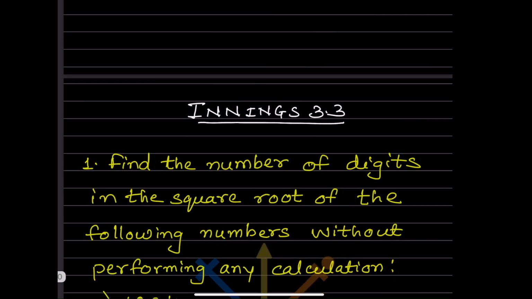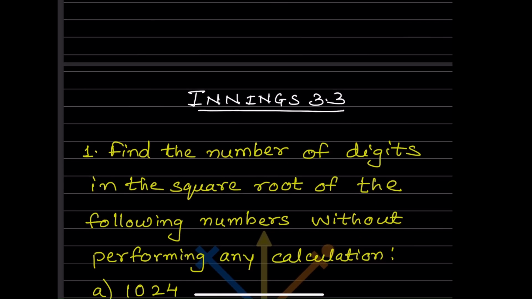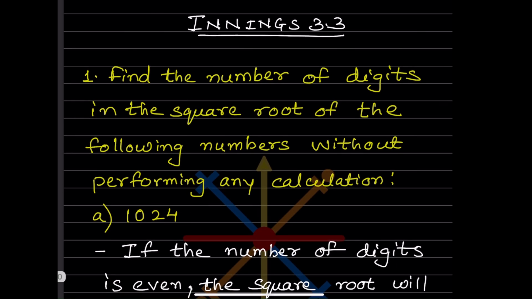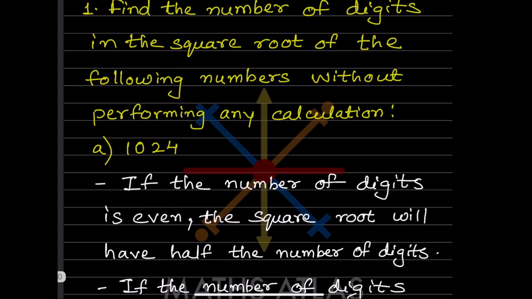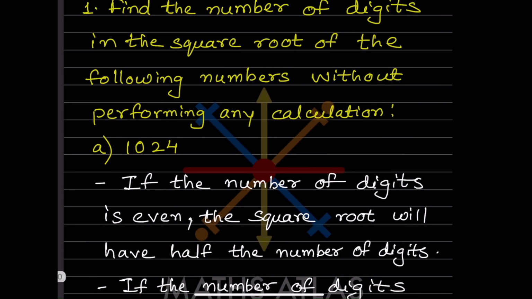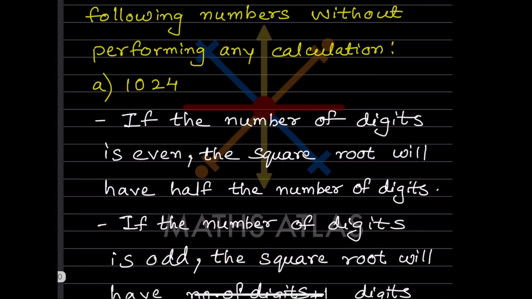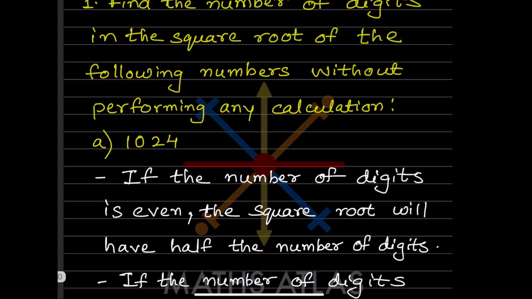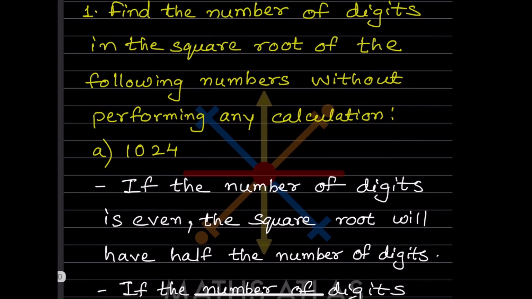So in that we'll see exercise 3.3. Find the number of digits in the square root of the following numbers without performing any calculation. So this is the number given, 1024. Without calculating, we want only the number of digits in the square root.